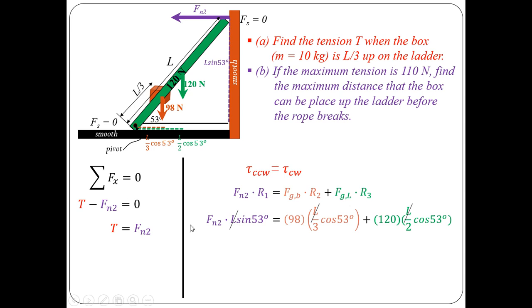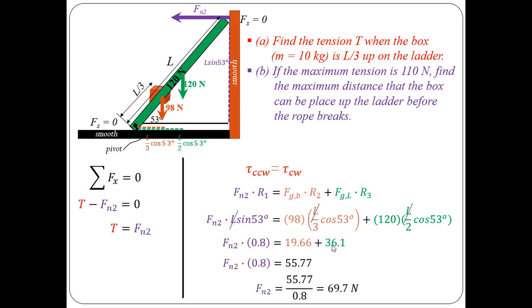And then from here, we notice on the left side, to find T, we need to know Fn2. Really, in this case, we know everything. We have Fn2 here as our unknown. Sine of 53 is just a number, and cosine of 53 is just a number. So you plug in your calculator work, you get Fn2 times 0.8. This junk reduces down to 19.66. And the green stuff here, 120 times half times cosine of 53, is about 36.1. Combine like terms, divide both sides by 0.8, and you will get an answer of 69.7.